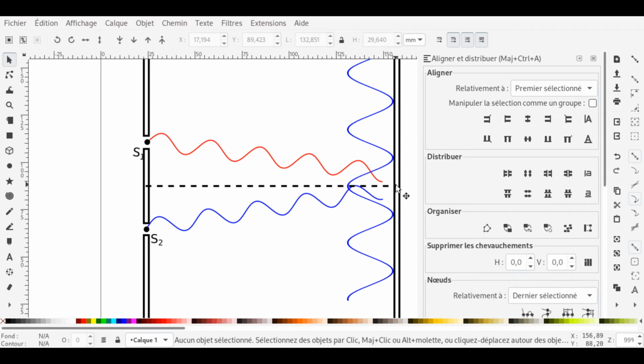This is the same case as we had before whenever we put the two sources right on top of each other. The two waves, whenever we took a look at position P, traveled the same distance.